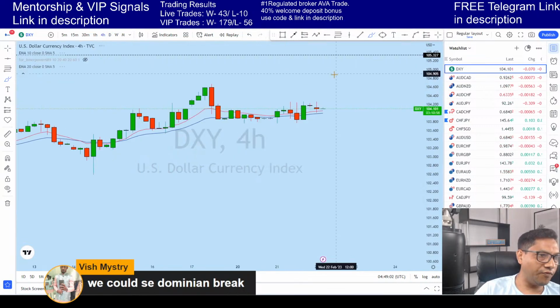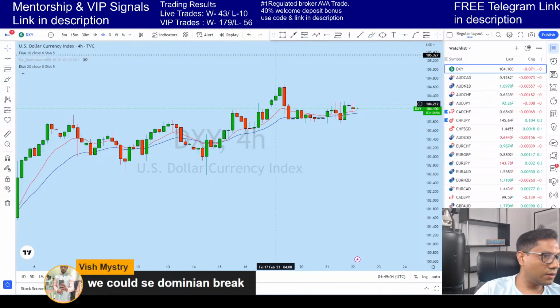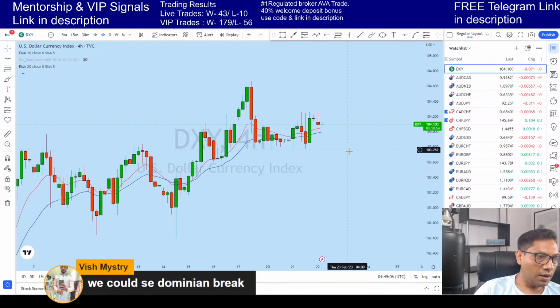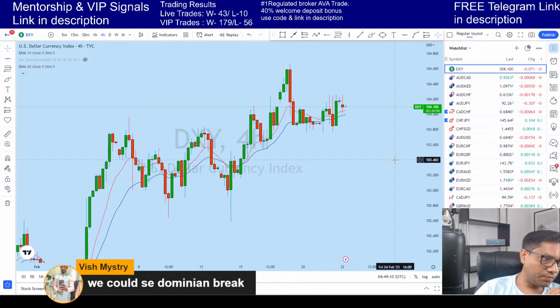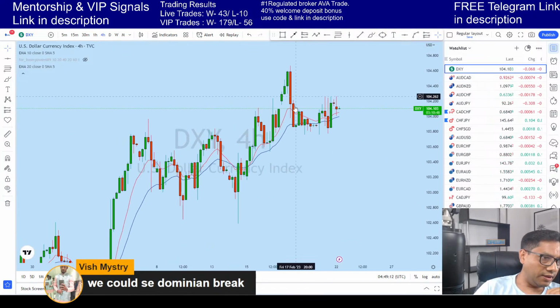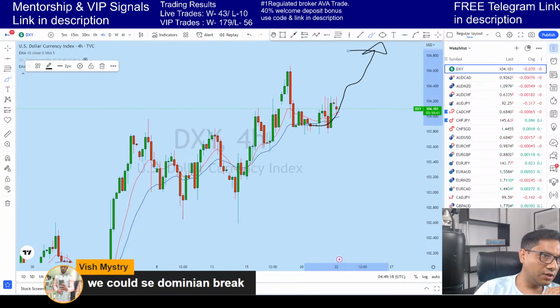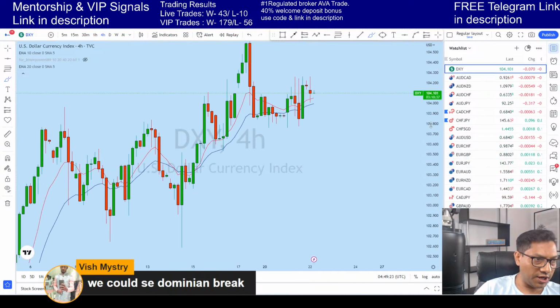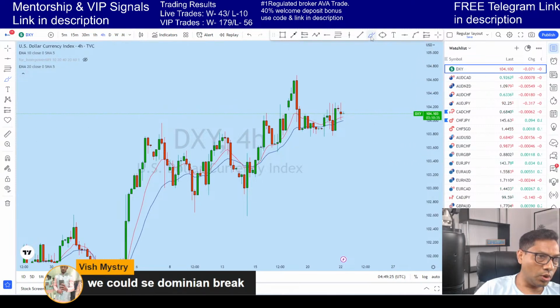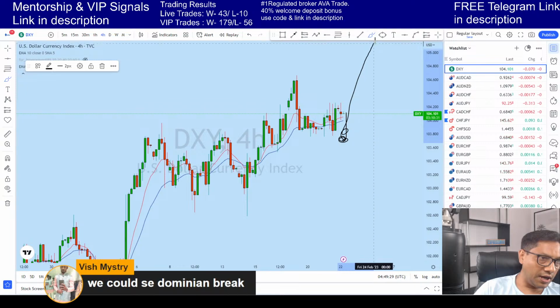So if we look at the 4-hour, from here what I see on DXY, this pattern, we see that it's bullish, no doubt about it. We see that this is a bullish pattern. For DXY to create an impulse, it needs a little bit of liquidity grab and then to go bullish.